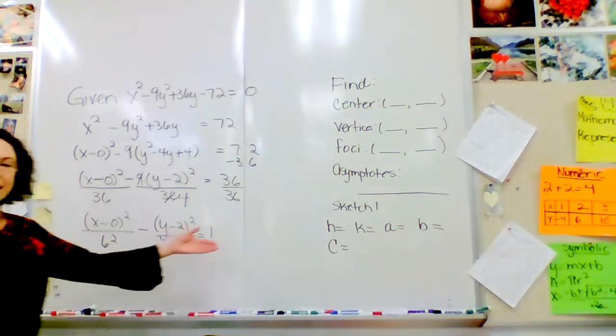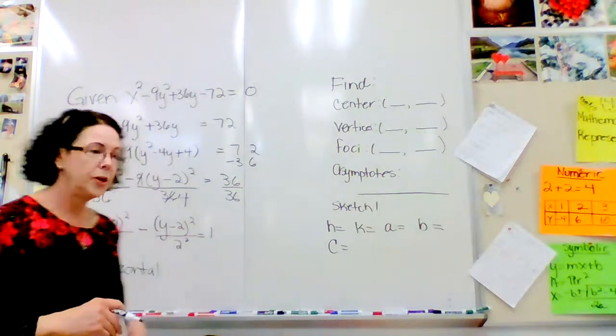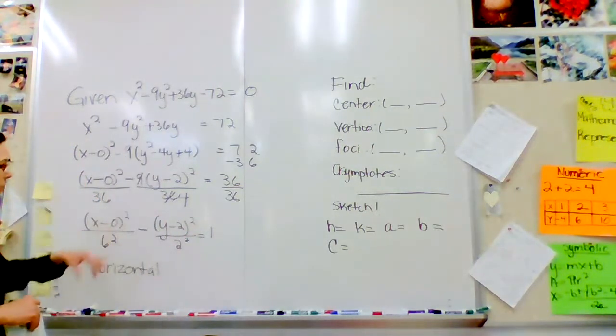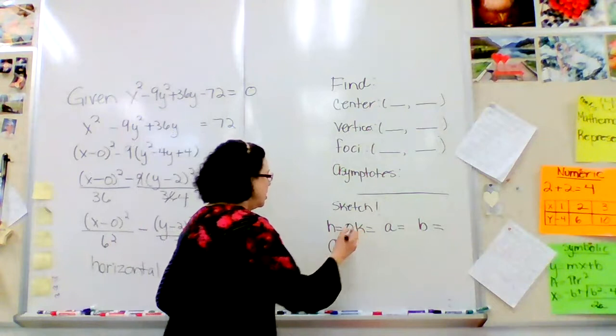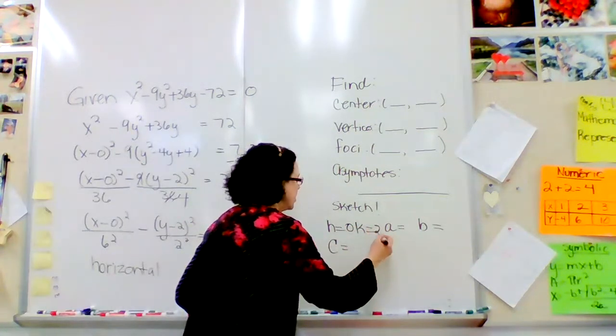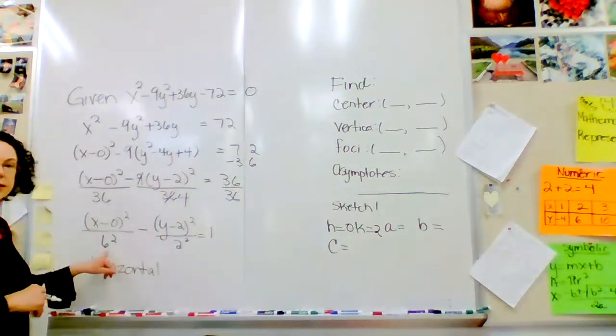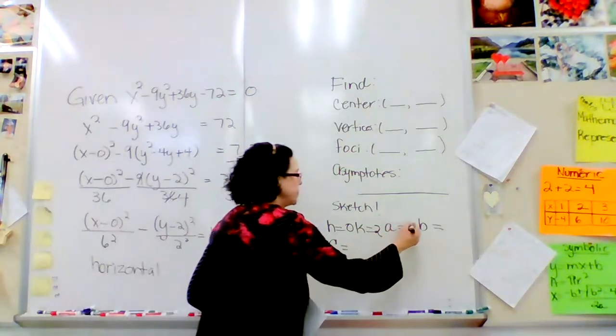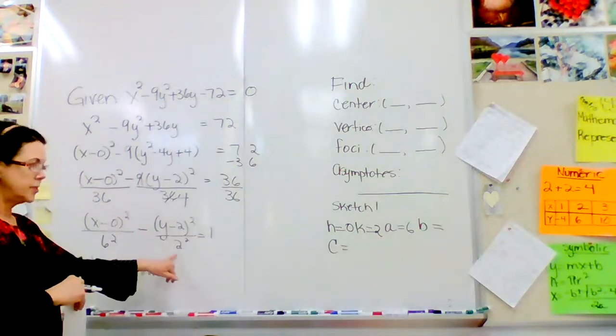And I am going to come on over here and fill in my variables. My h is a 0. My k is a 2. My a is a 6. My b is a 2.